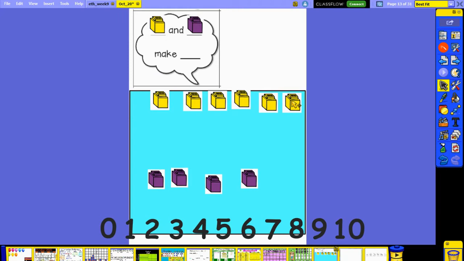Okay, here we go. All right, so let's count how many yellows we have and then how many purples. 1, 2, 3, 4, 5, 6. So we have 6 yellows. Let's see how many purples we have. 1, 2, 3, 4. 4 purples. 6 and 4.